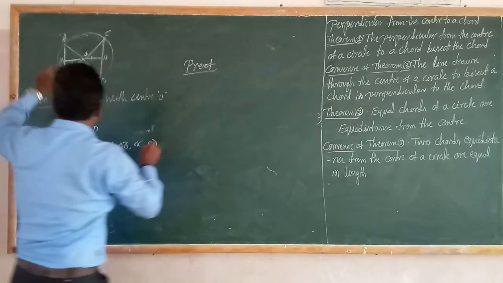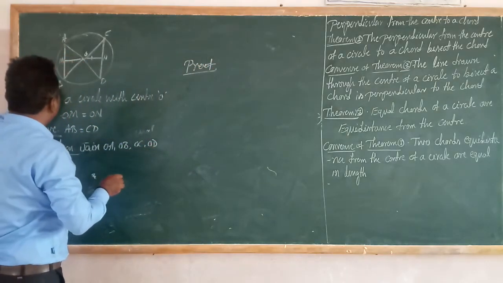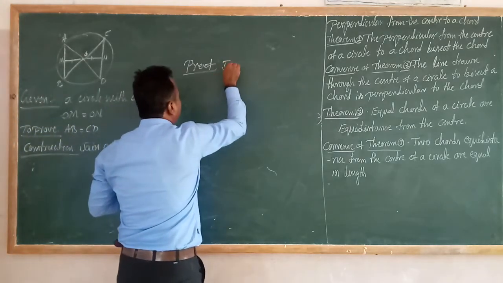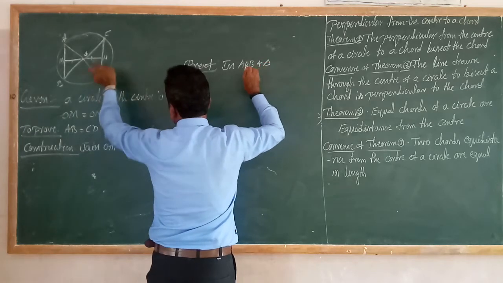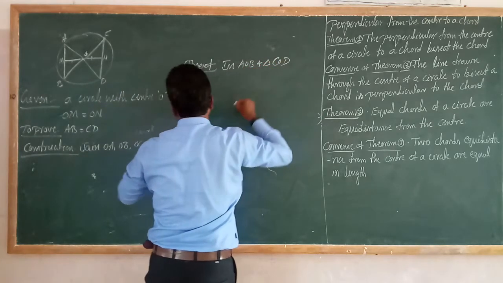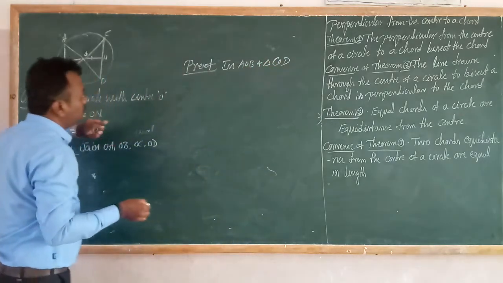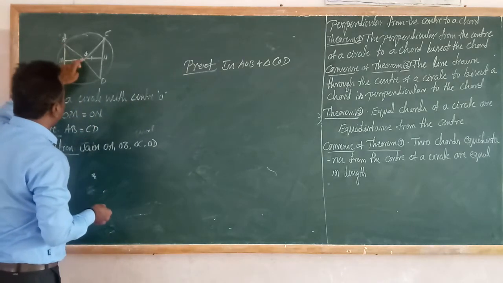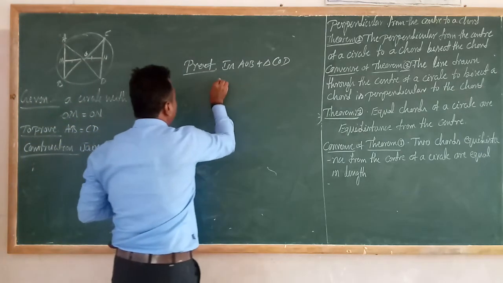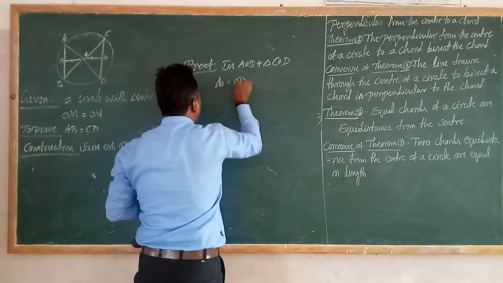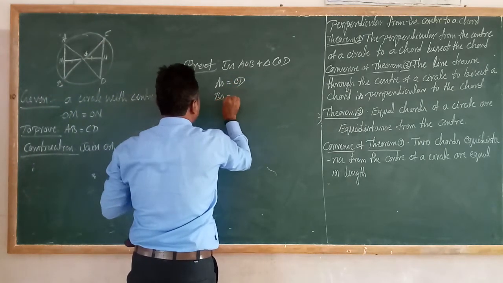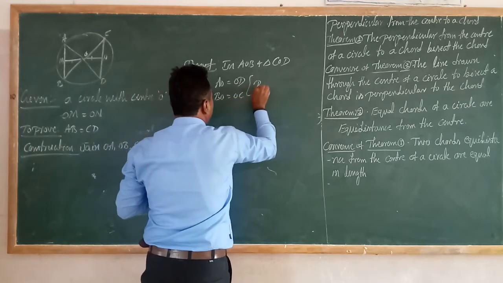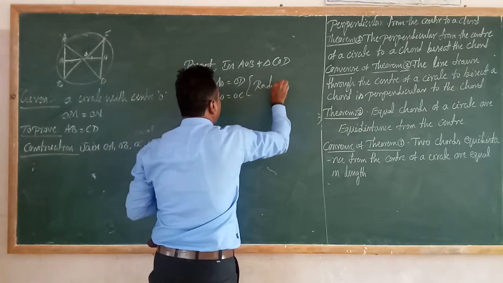So it's very simple, students. We take two triangles, triangle AOB and triangle COD. These two triangles become congruent. That means AO is equal to OD, okay, AO is equal to OD and BO is equal to OC. BO is equal to OC because of radii of the circle.